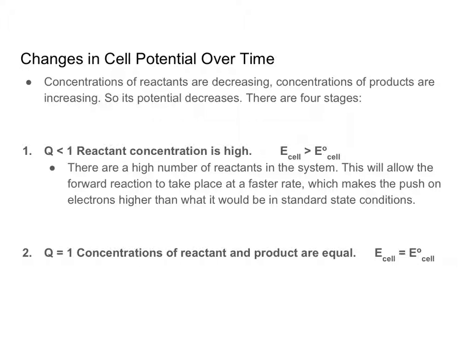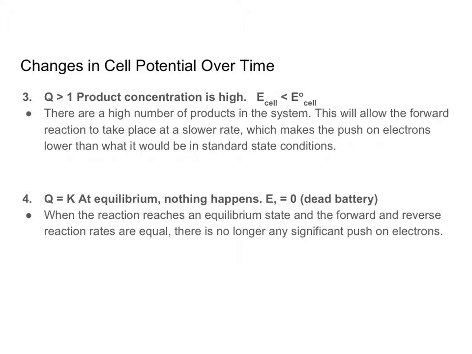When Q is equal to 1, the concentrations of the reactants and products are equal, and the cell potential and the standard state cell potential are also equal. As a result, the push is the same. If Q is greater than 1, that means product concentration is high, the cell potential is less than the standard cell potential, and because we have a high number of products in the system, the forward reaction still takes place, but at a slower rate, and it makes the push of electrons lower than it would be at standard state conditions. If Q is equal to K, at equilibrium, nothing happens.